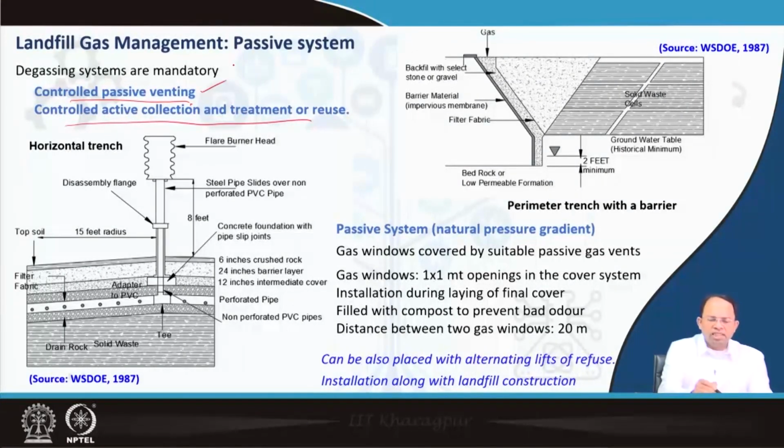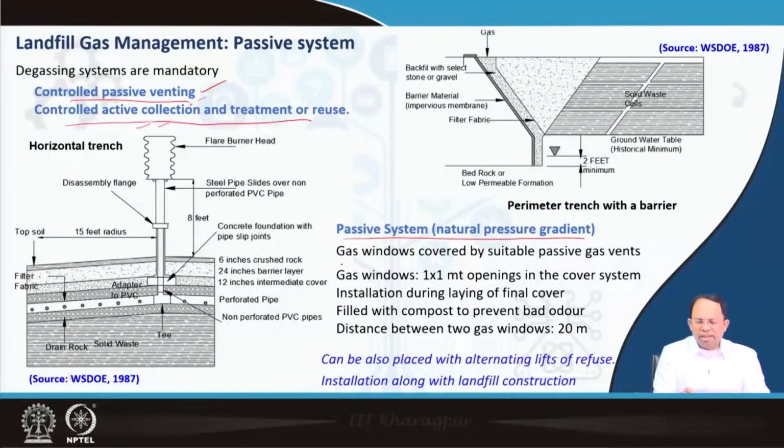So primarily it could be a passive system or an active system. Now in future landfills, the mandate is to go for active collection systems. But for existing landfills, there are passive systems, or we can also design passive systems for already existing dump sites. In a passive system, the idea is the gas will move as per the natural pressure gradient of the gas. So we are not creating additional pressure by creating vacuum. That means we are allowing the gas to move.